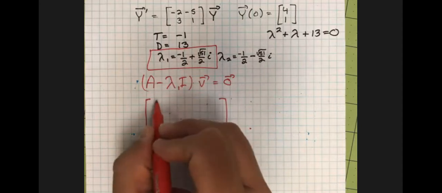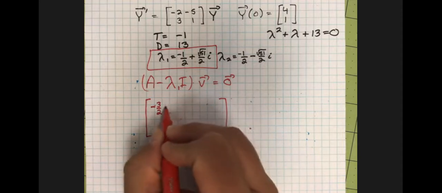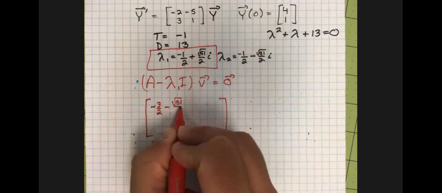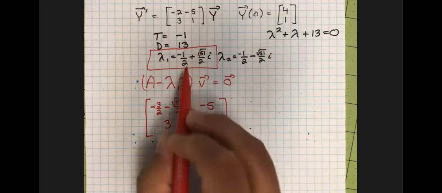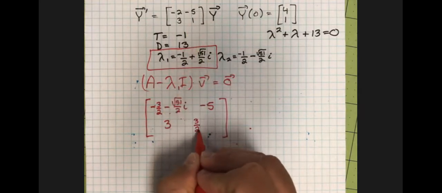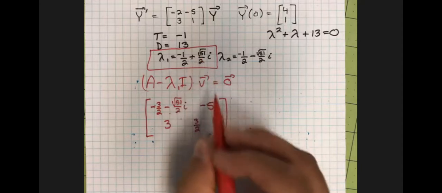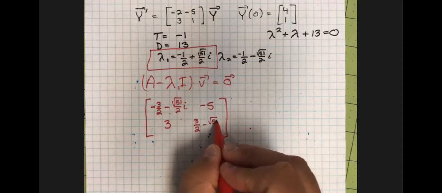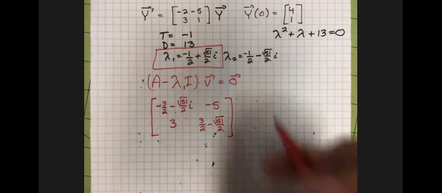Subtract minus 1/2, give me a minus 3/2 minus root 51 over 2i. Negative 5 does not change, 3 does not change. Now let's do it again. Subtract negative 1/2 from 1. Give me a 3/2. And subtract root 51 over 2i. So I'm trying to write big, but even those fractions get relatively small. On your side, you can make your window larger, but I don't know what kind of screen real estate you have.